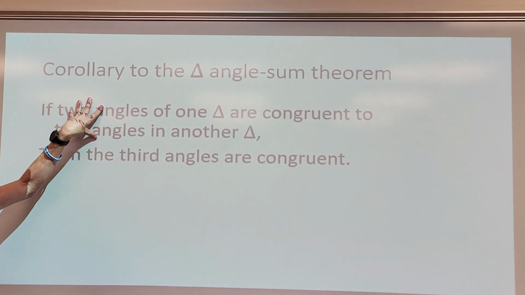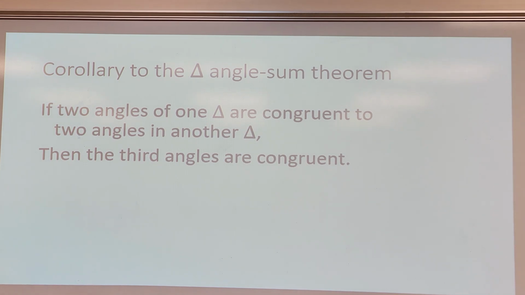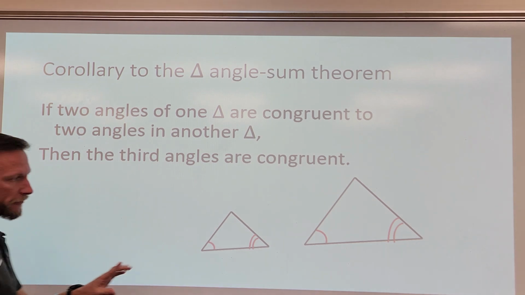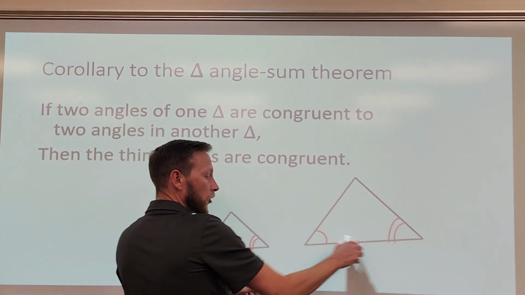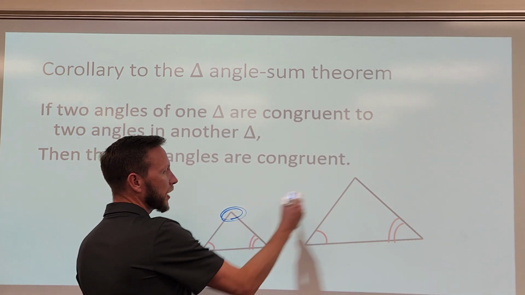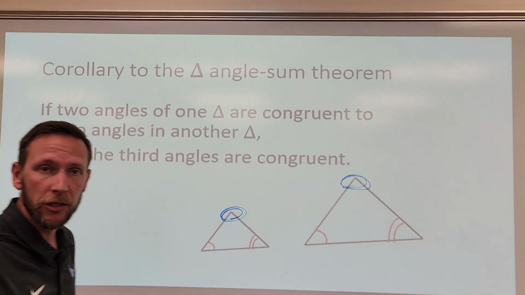If 2 angles of one triangle are congruent to 2 angles of another triangle, then the third angles are congruent. So let's take a look at this. If, and these triangles aren't congruent, but if this pair of angles is congruent and that pair of angles is congruent, then that means that this pair of angles has to be congruent.